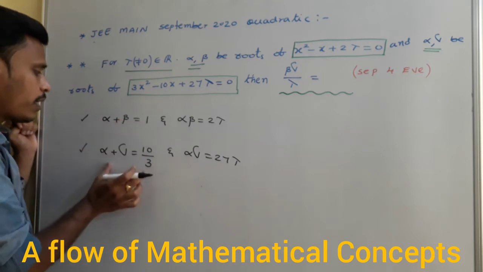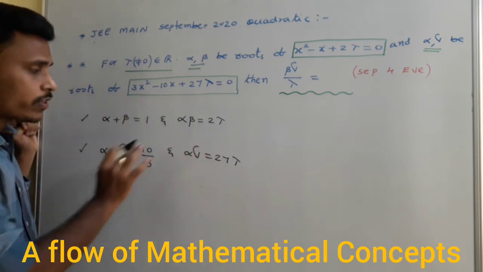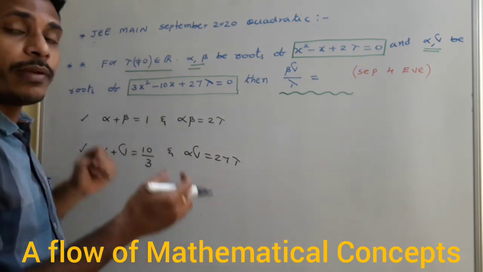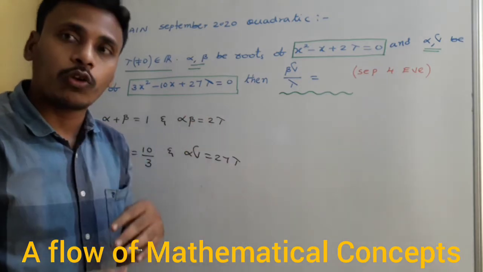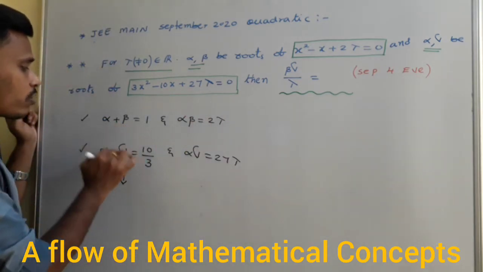So alpha plus beta, alpha plus gamma, alpha into beta, alpha into gamma. First of all, eliminate alpha. Try to frame equations in terms of beta and gamma, and then try to calculate beta and gamma separately. From this, what I do is just do subtraction.